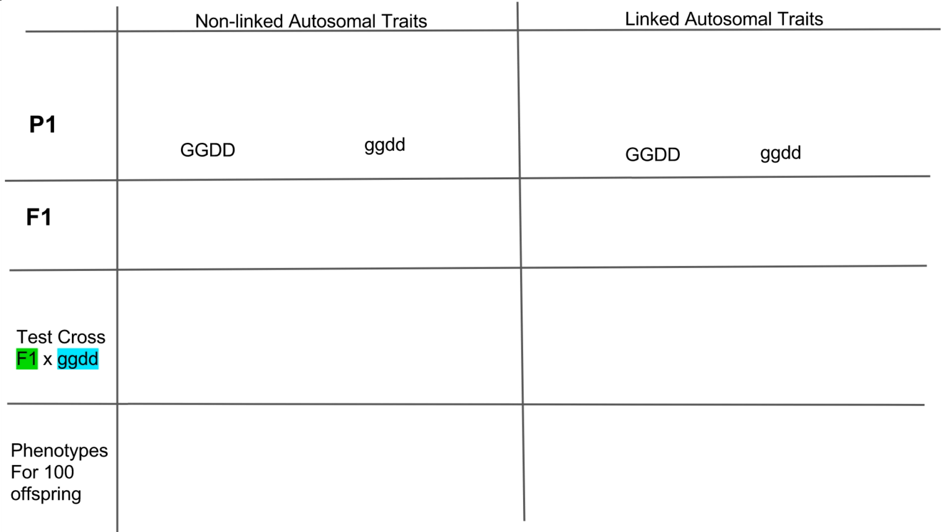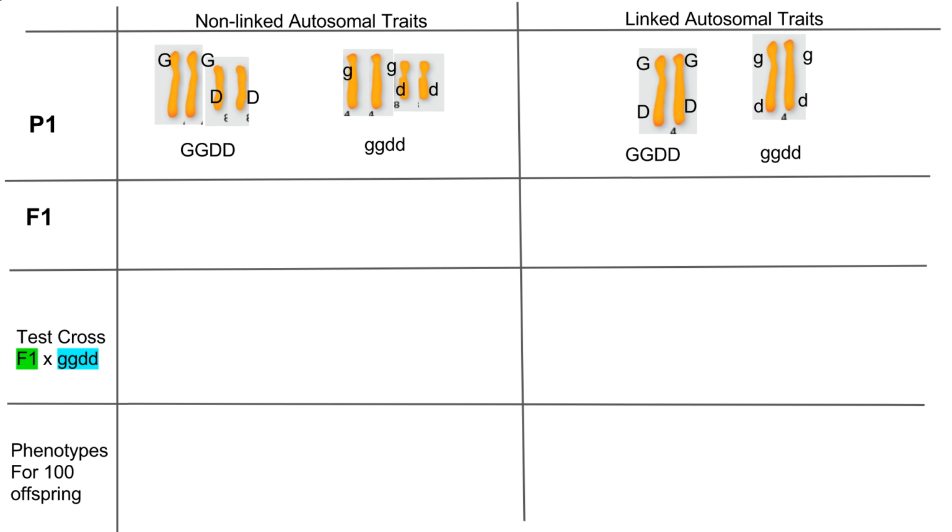And what are those chromosomes going to look like if it's linked versus non-linked? Non-linked would look like that, and linked would look like that. Okay, so we cross up our F1 generation. F1 is heterozygous, non-linked, like that, linked, like that. This is still heterozygous. This is the same genotype.